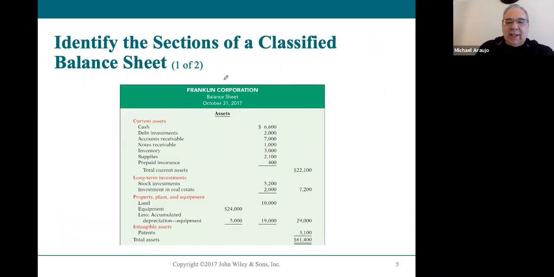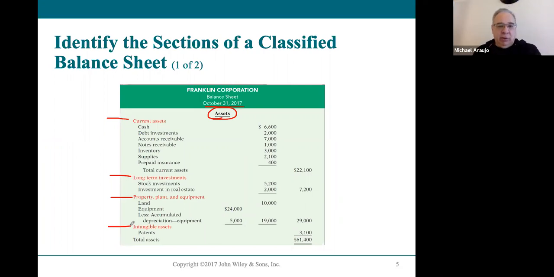Your book has a company called Franklin, and as of October 31st, this is what their balance sheet looks like. Now, this particular part of the balance sheet only shows assets in a classified way, right? Your current assets are listed first. Long-term investments are listed second. Property, plant, and equipment is listed third, and intangible assets are listed fourth.